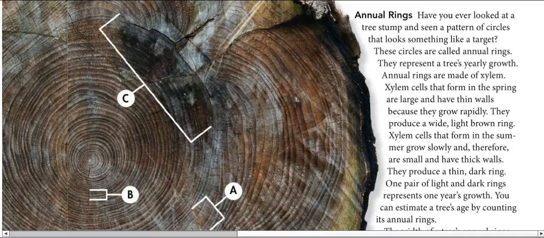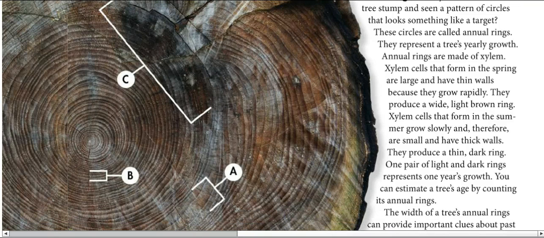And they are large and they have thin cell walls because they grow rapidly. They produce a wide, light brown ring. So a lighter brown colored ring like that would be a layer that was formed in the springtime. The xylem cells that form in the summer grow slowly and therefore are small and have thick walls. So these thinner layers that you see that are real dark lines, those are formed in the summertime. One pair of light and dark rings represents 1 year's growth. Okay, so the layer here would be the spring, the thin layer here would be the summer, so that to here would be 1 year of growth.